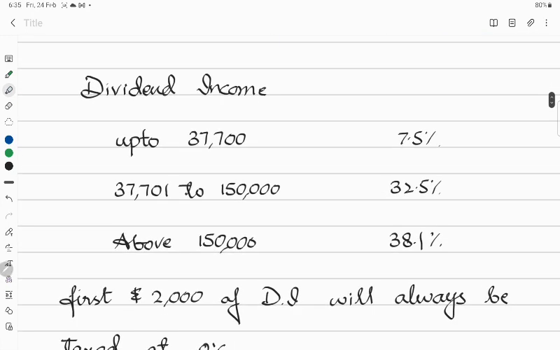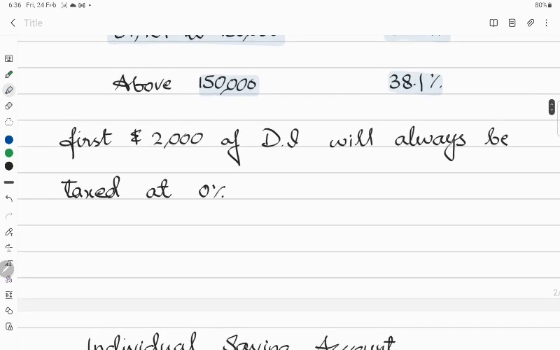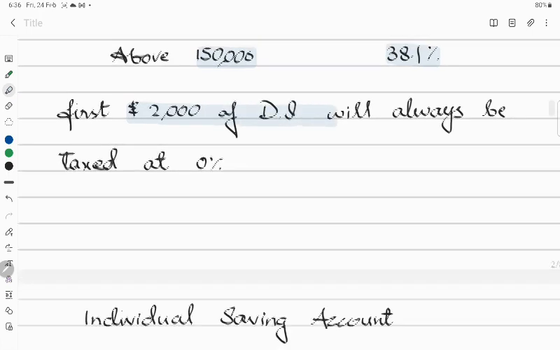Now about dividend income. For dividend income, the rate bands are different. For income up to 37,700, the rate applied on dividend income is 7.5%. For the higher rate band, income between 37,701 and 1,50,000, the rate is 32.5%. And for income above 1,50,000, the 38.1% rate should be applied. Remember that the dividend nil rate band is very simple to understand. The first 2,000 of dividend income will always be taxed at 0%.